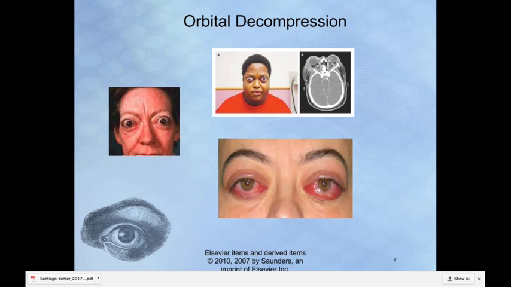Orbital decompression is often done to treat hyperthyroidism or Graves' disease. In this procedure, one or more bony sections of the orbital cavity are removed to reduce pressure on the optic nerve.